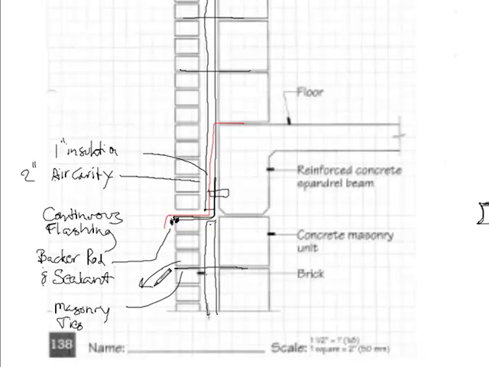So we got our insulation, which keeps the cold or the hot air out. We have our air barrier, which acts as a PEC and also acts as insulation. We have our continuous flashing shown right here. So if any water gets back there, it's going to head out. We got our backer rod and sealant, which keeps the water from getting back into there. We have masonry ties. So that's pretty much it as far as waterproofing goes for that one.